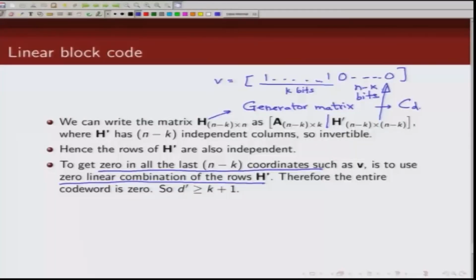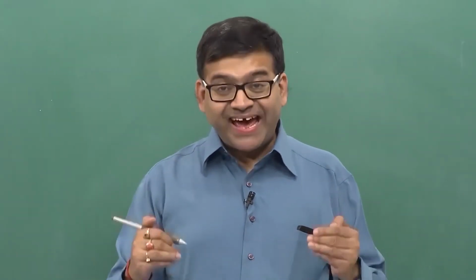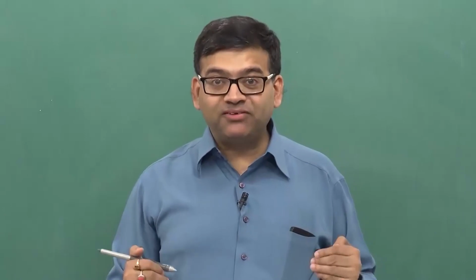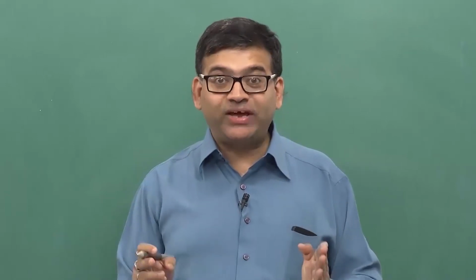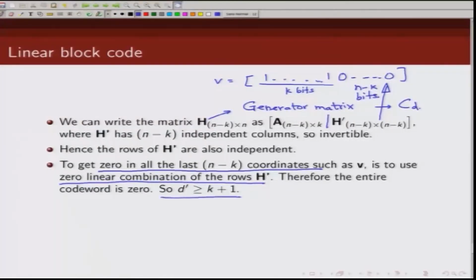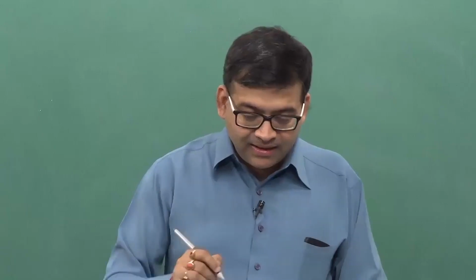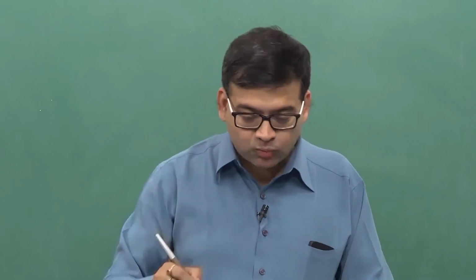So, what it means is that our assumption that there exists a code word of weight up to k is incorrect, because we are not able to construct that code word using the generator matrix of the dual code. Hence, our assumption that there exists a code word of weight less than or equal to k was incorrect. So, we can conclude that the minimum distance of the code is at least k plus 1. Okay.